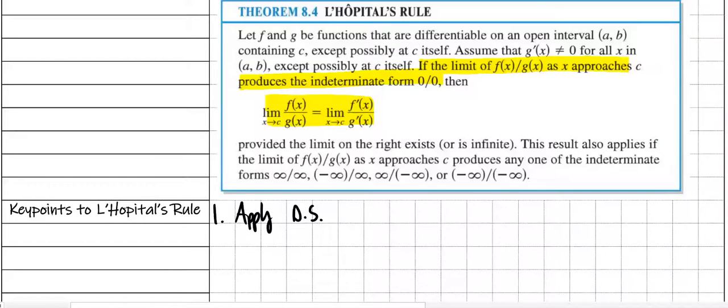And when you apply direct substitution, one of three things occurs. The first is you may get a limit, and you're done. You don't need to use L'Hopital's rule.